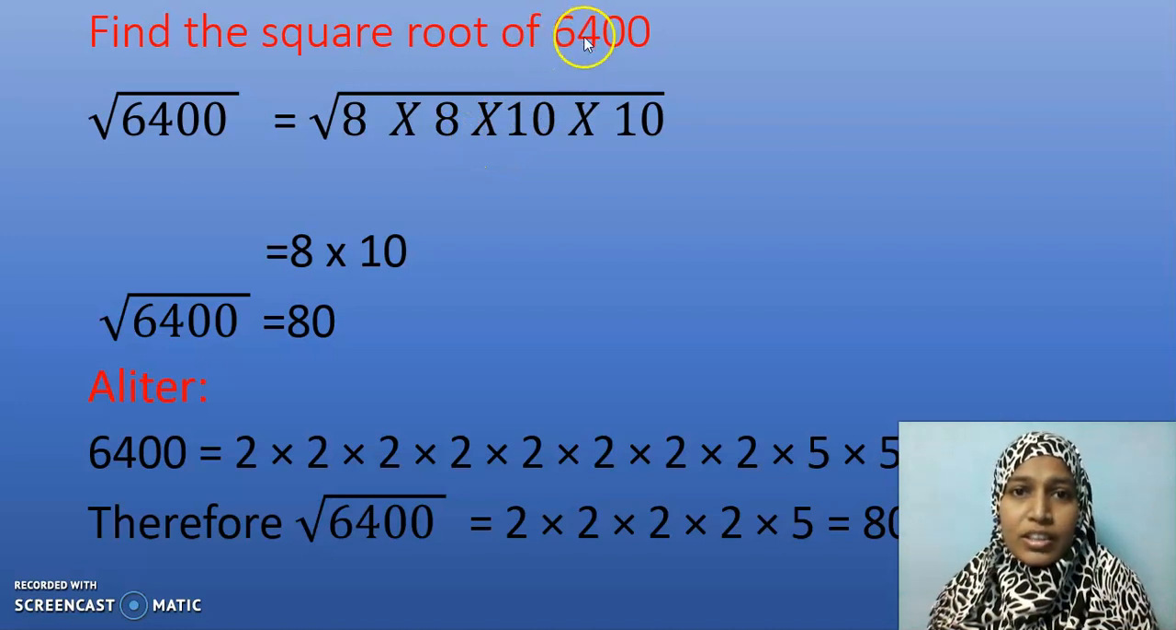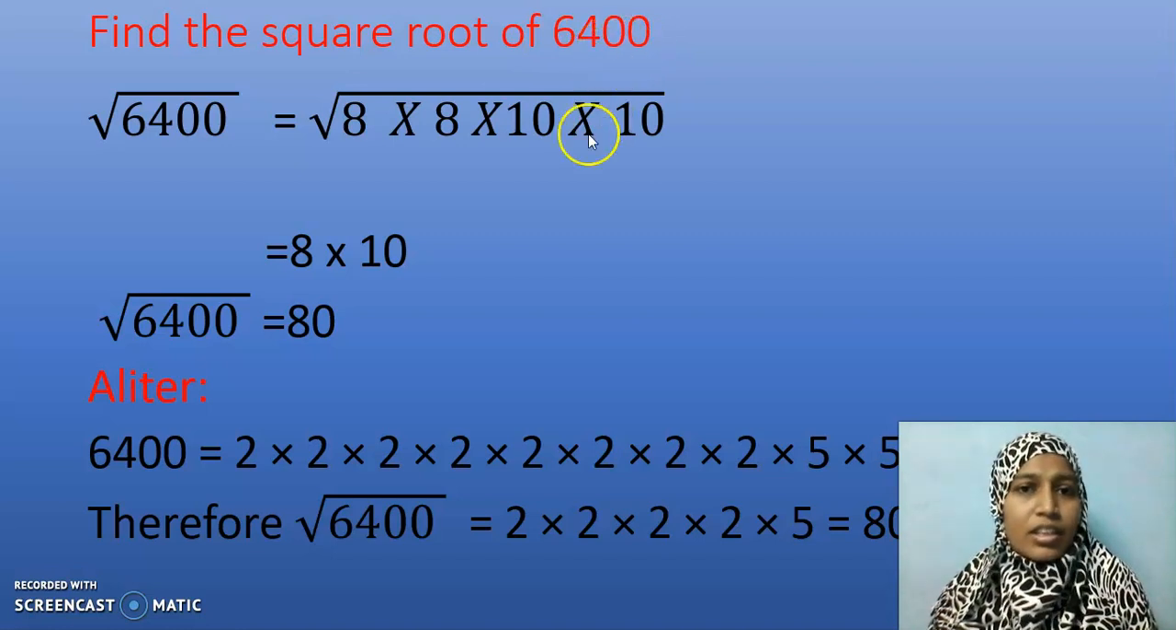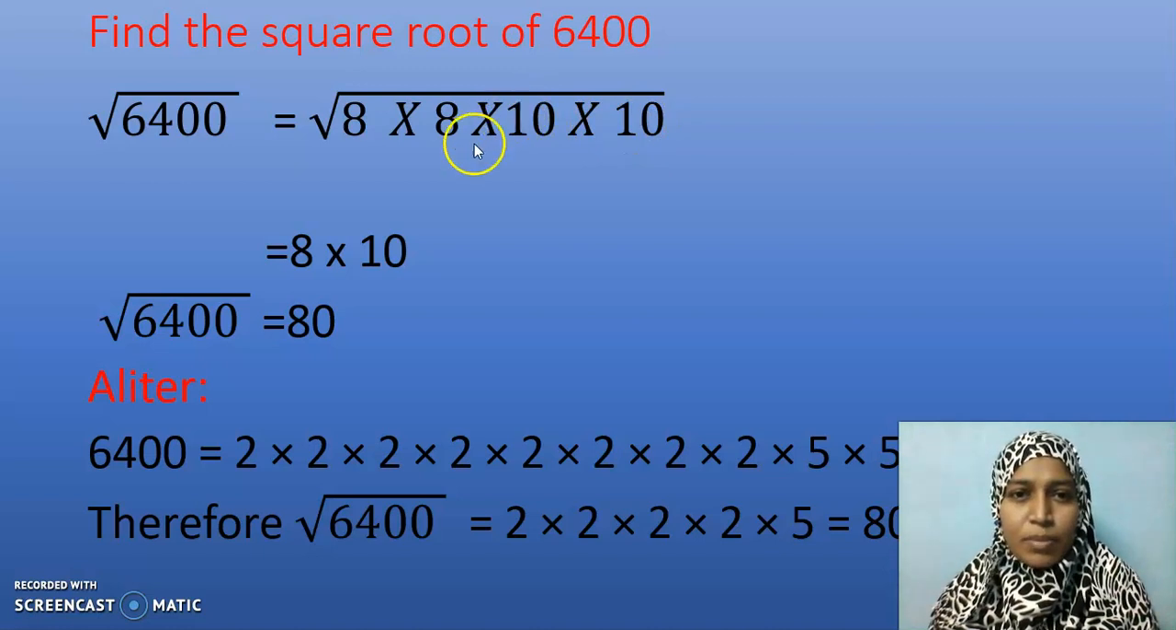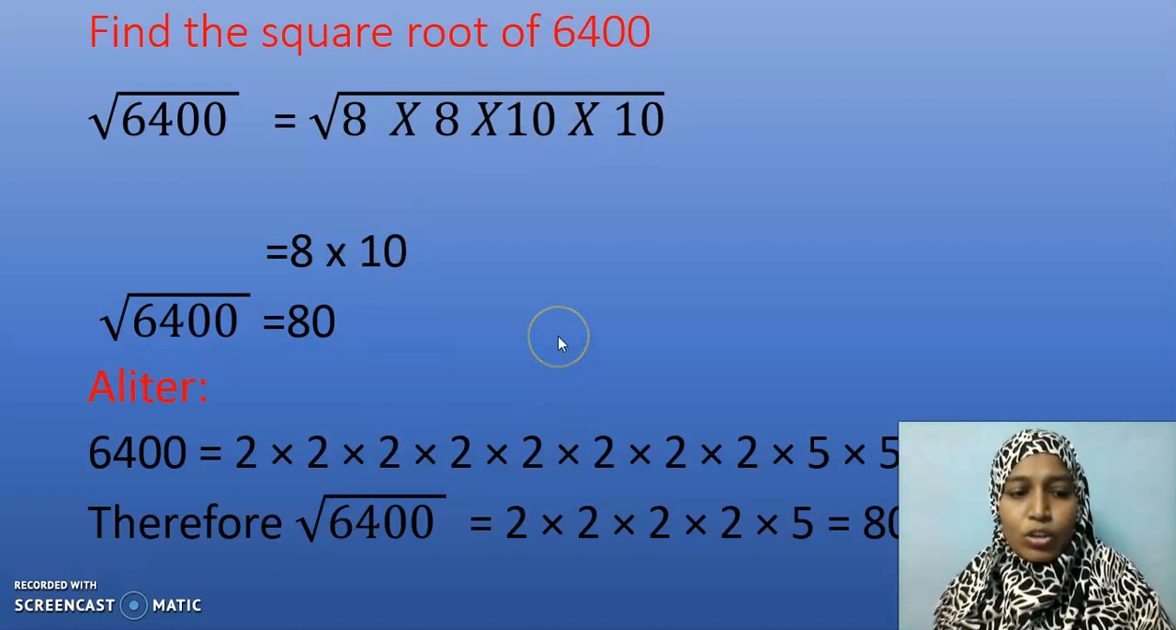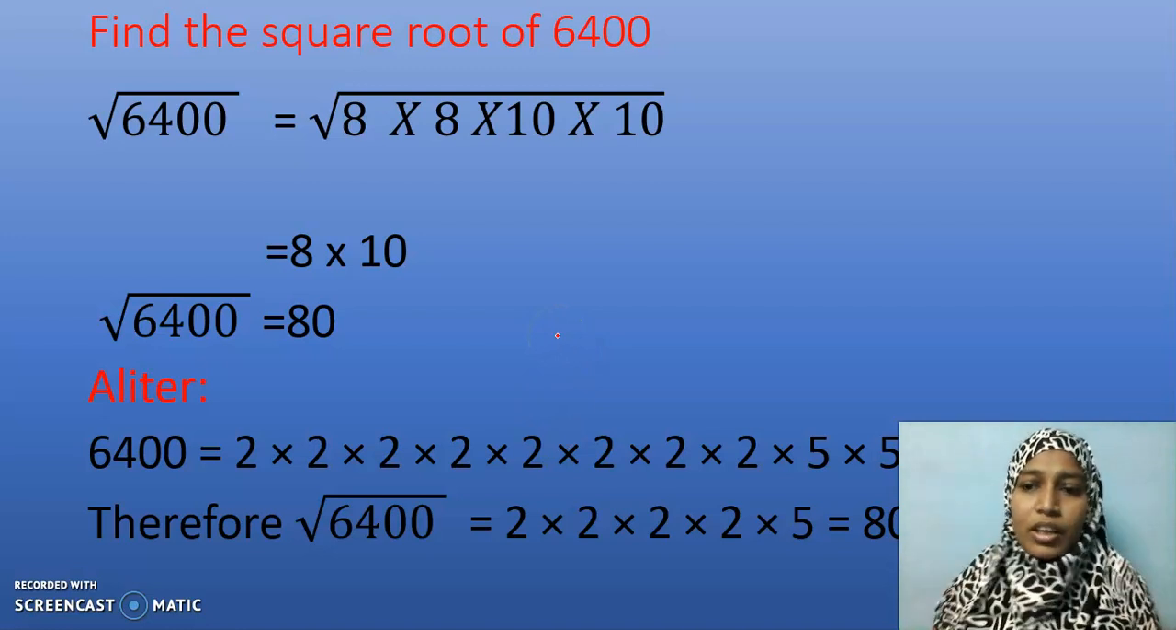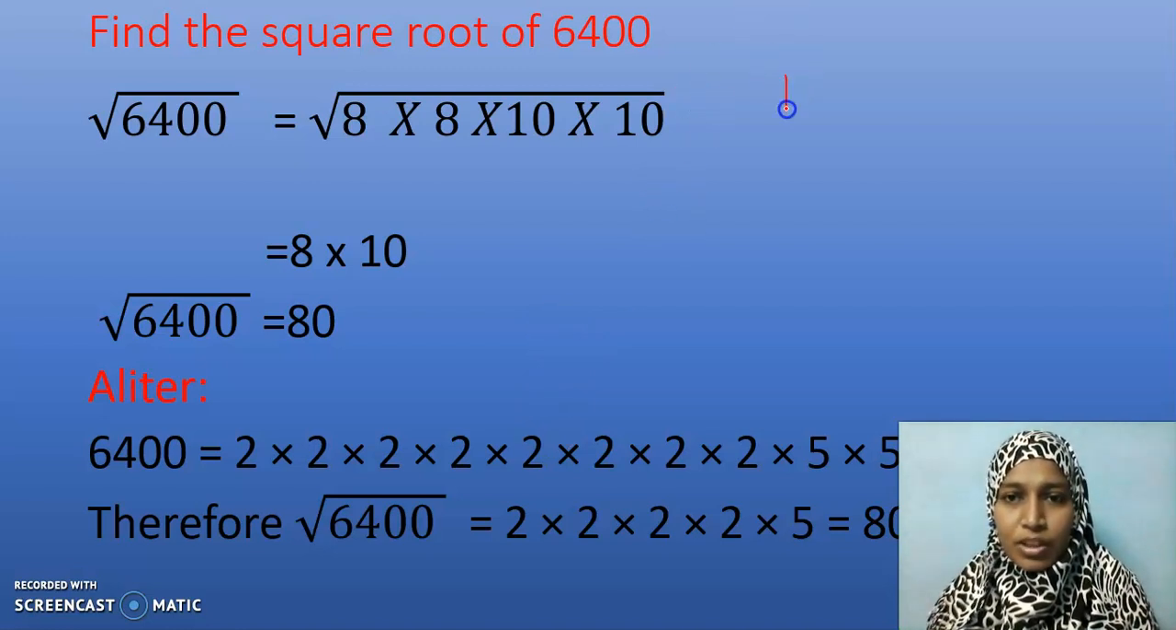We all know 64 can be written as 8 into 8, and 100 as 10 into 10. This is 6400, isn't it? So I got 8 into 10. This is the simplest way of doing it. But you can also do it using the prime factorization method like this.